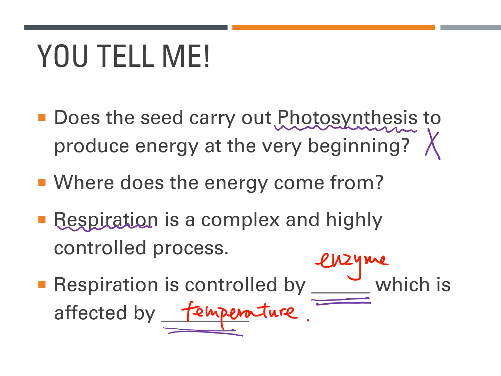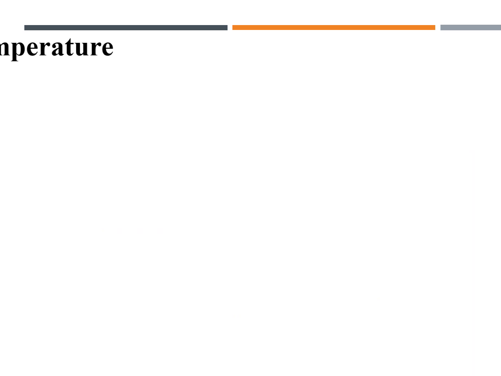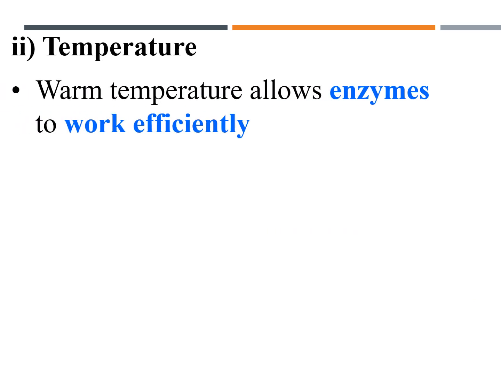When the temperature goes higher, the enzyme activity will be higher as well. But when the temperature is super high, the enzyme will be denatured, and then the enzyme no longer works. That is the idea. To conclude, warm temperature allows the enzymes to work efficiently. So temperature is a condition for seed germination.